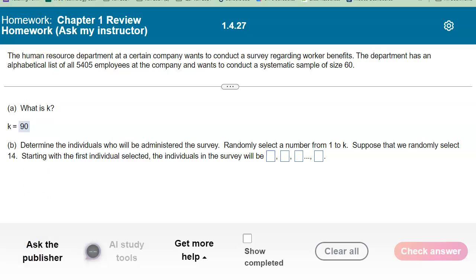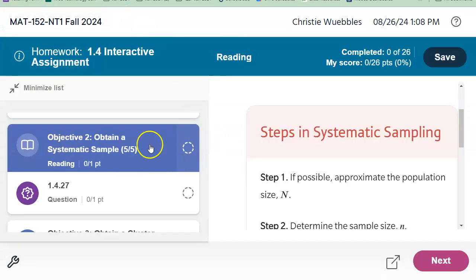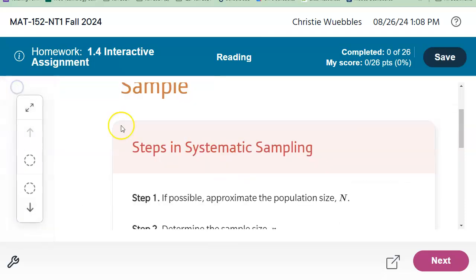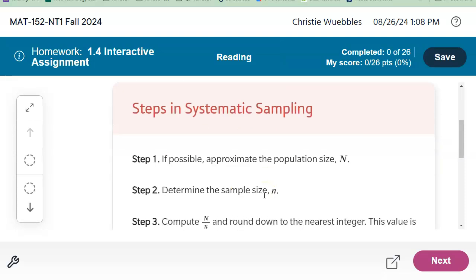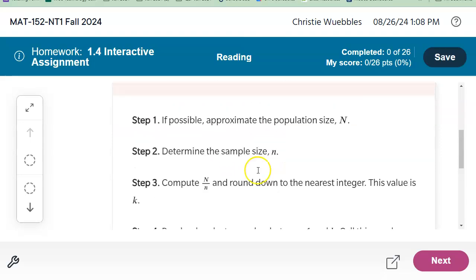I want to go back to our homework, specifically objective 2 in section 1.4, on how to obtain a systematic sample. Let me minimize this so you can see a little bit more here. There are actually some steps that are very systematic in finding a systematic sample. Notice here that the first thing we need to do is identify the population size. We're going to call that capital N. We'll then determine the sample size. We'll call that lowercase n.